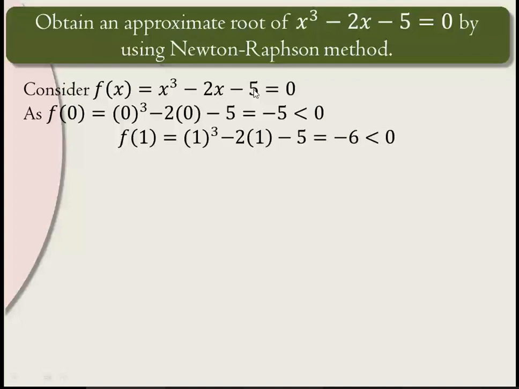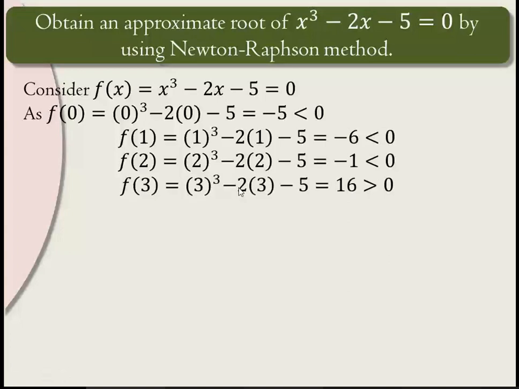Then checking for f of 2, f of 2 is also negative. So you can try with minus 1 or plus 3. Anything you can try. And that will be quite easy. Checking on a calculator is very easy. So checking for 3, it comes out to be 16, positive. So this is negative, this is positive. So the root of this function will lie between 2 and 3.